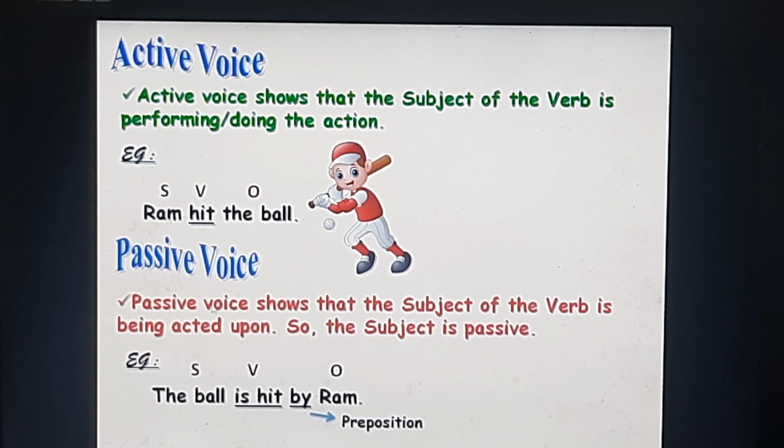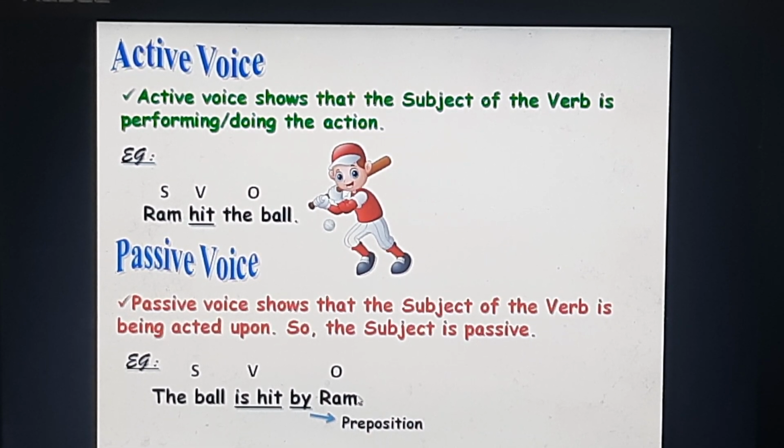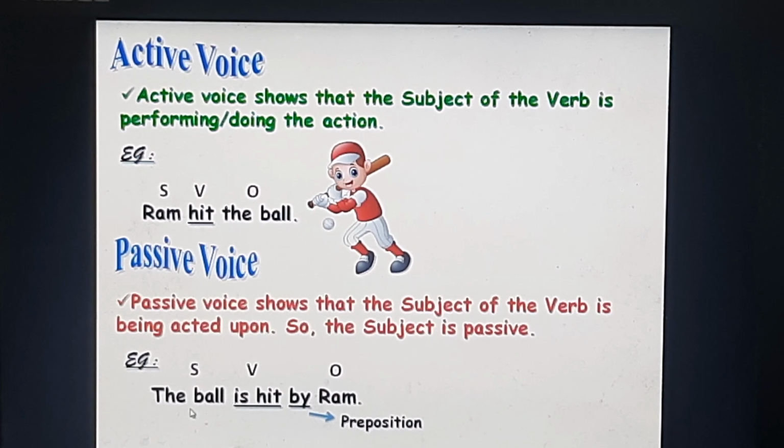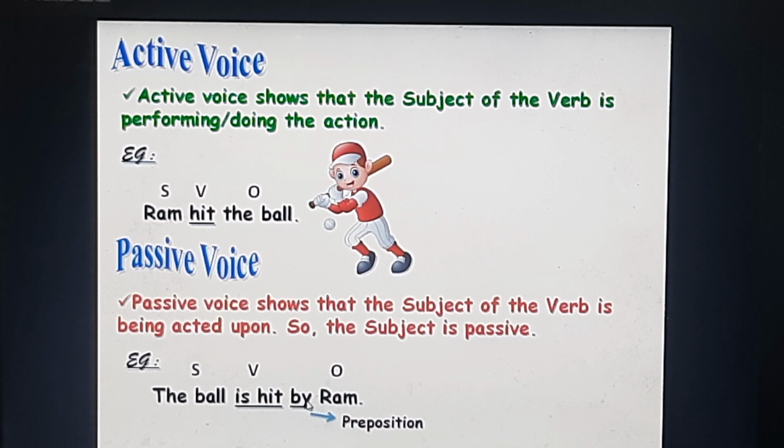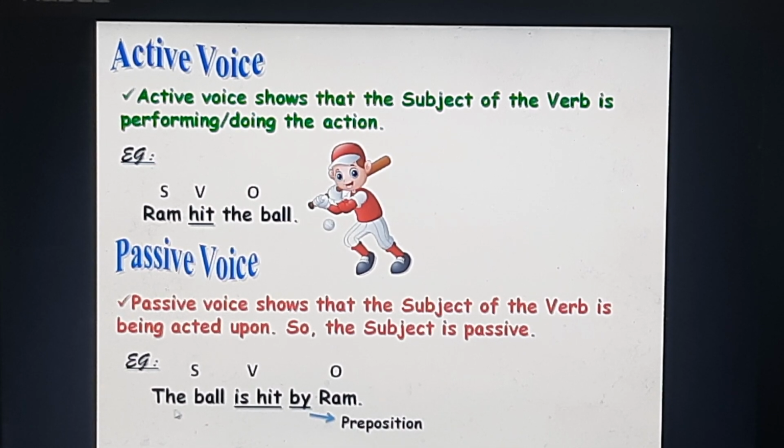Passive voice. Passive voice shows that the subject of the verb is being acted upon. So, the subject is passive. Passive means sitting simply without doing any work. Example, the ball is hit by Ram. In this sentence, the ball is the subject. Is it is your verb. Object is Ram.